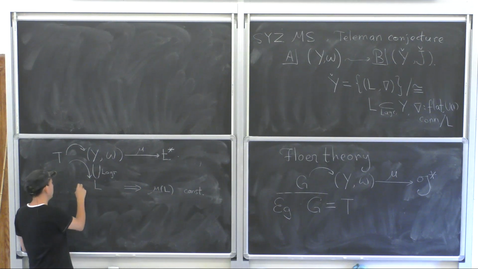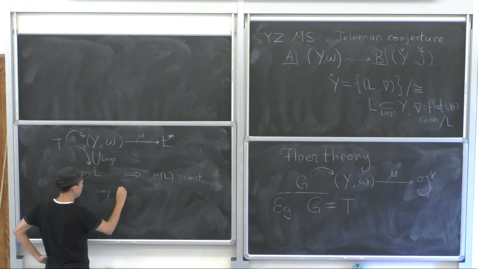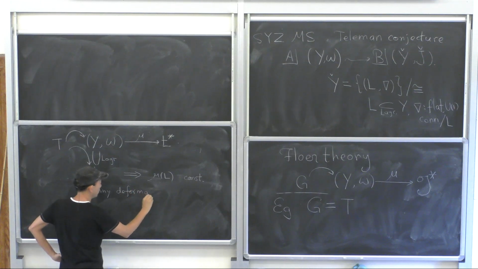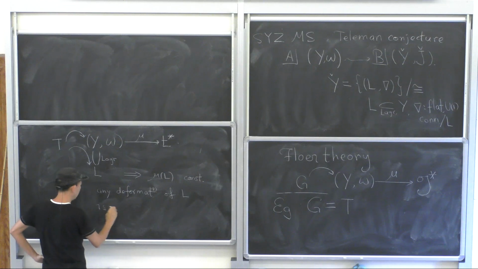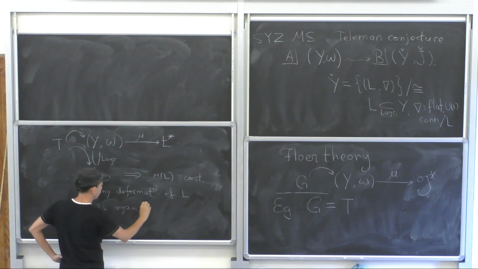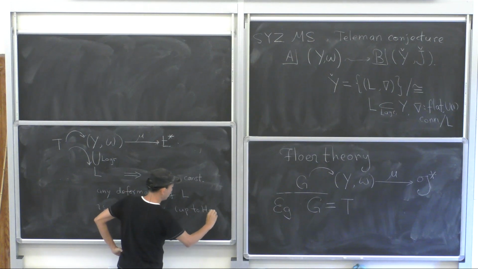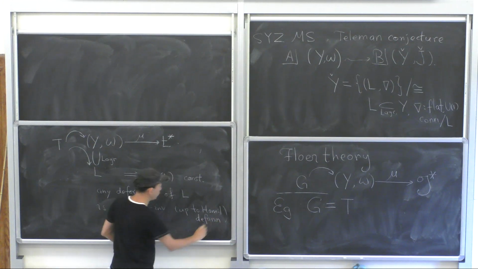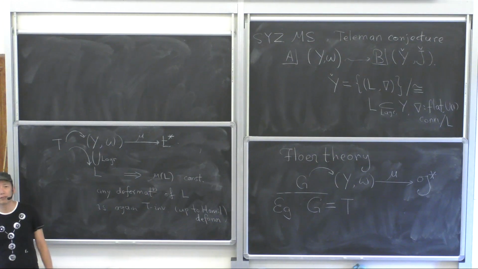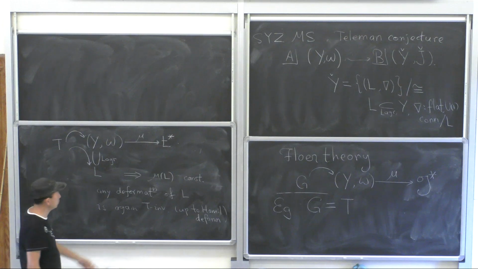And the second statement is, any deformation of L as a Lagrangian is again T-invariant up to Hamiltonian deformation. So that means that the whole component of the moduli space consists of T-invariant Lagrangians. Each of them has a fixed moment map value.